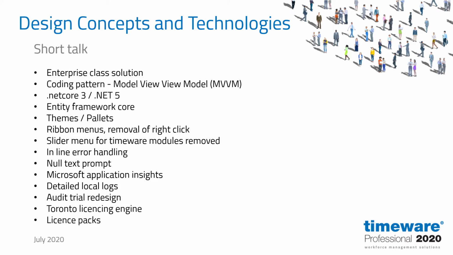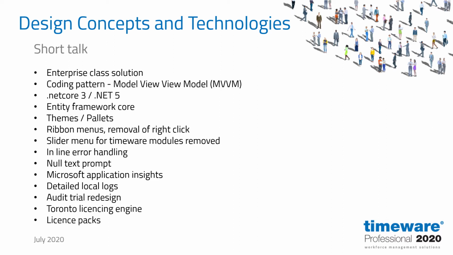So the project, we call it Project Toronto. It's Timeware 7. We're not sure when this is going to be released properly. If you look at the notes, this is going to be phased in gradually. So in 2021, you're going to see some new Toronto standards within the application, and I think within 3 or 4 years, everything will be converted to this new technology.